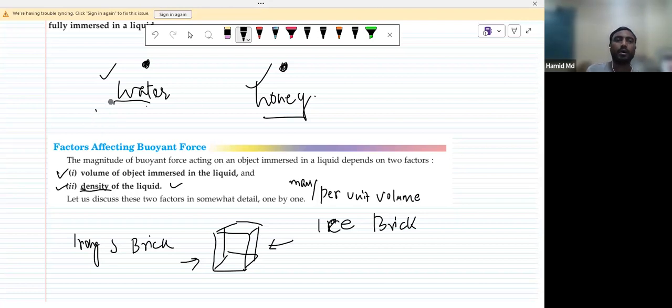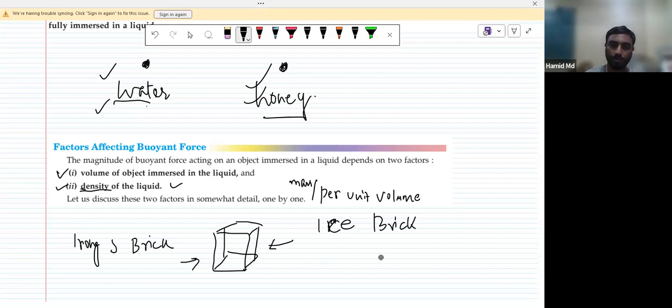Now see how this definition will strengthen our concept. What about the mass per unit volume in water and the mass per unit volume in honey? How will this change? Water has less mass per unit volume than honey.